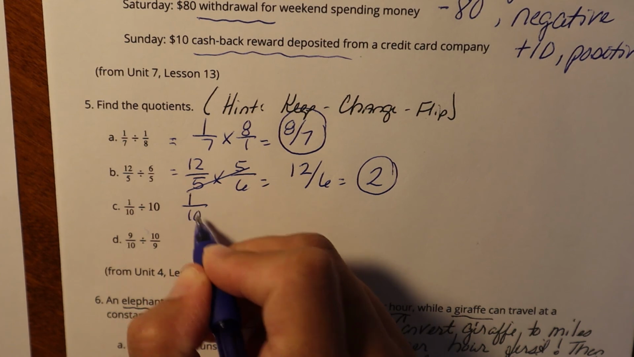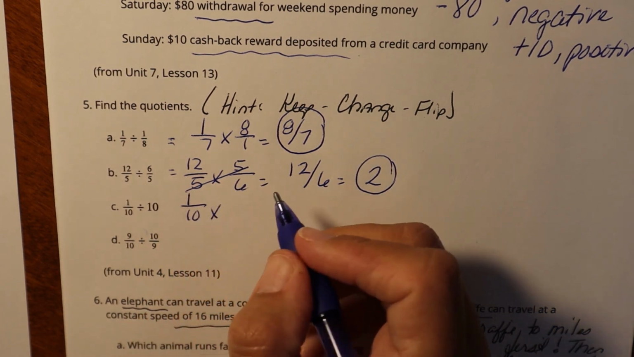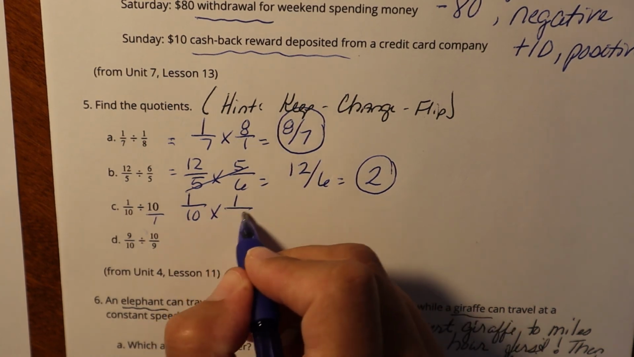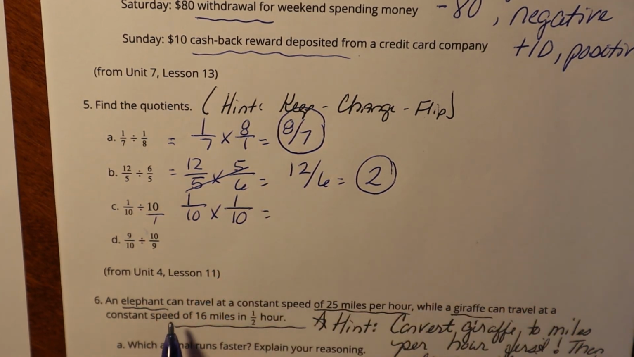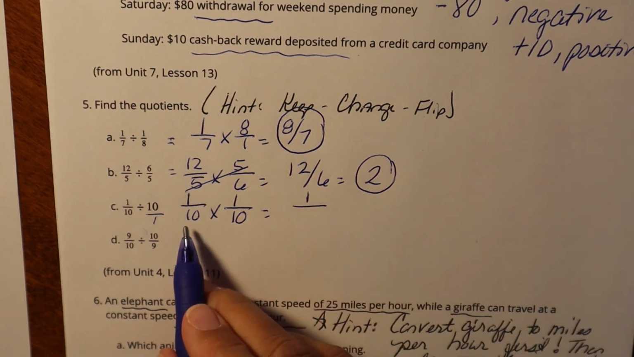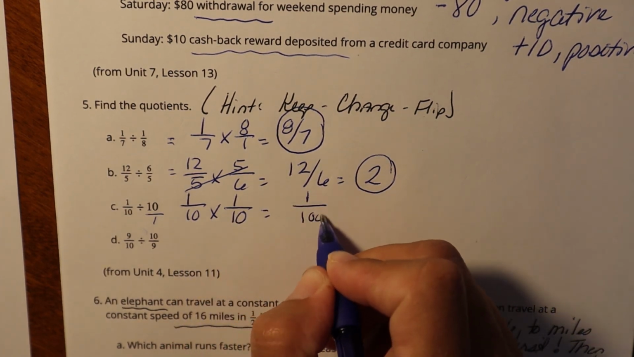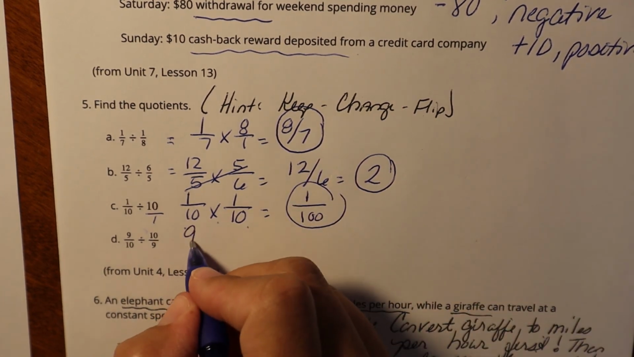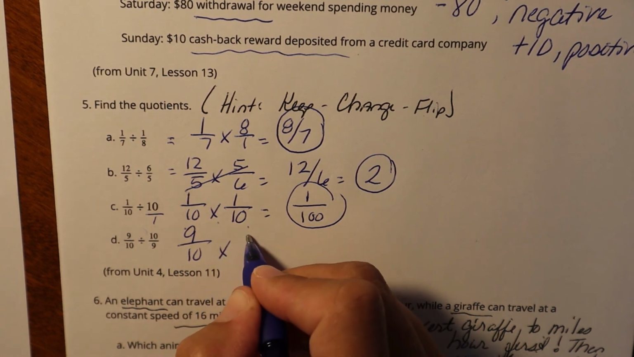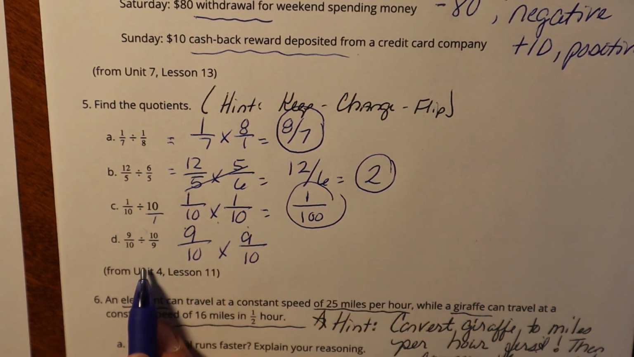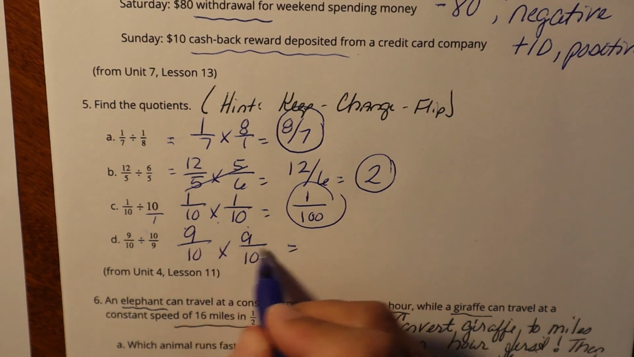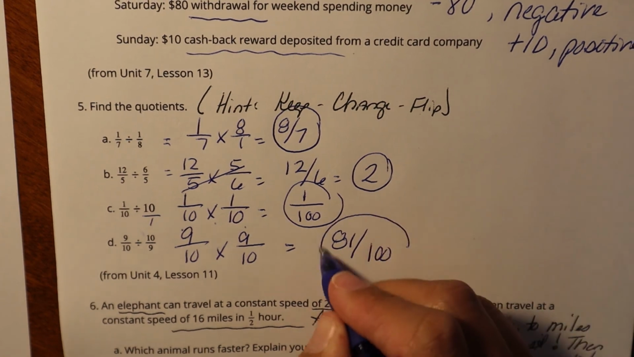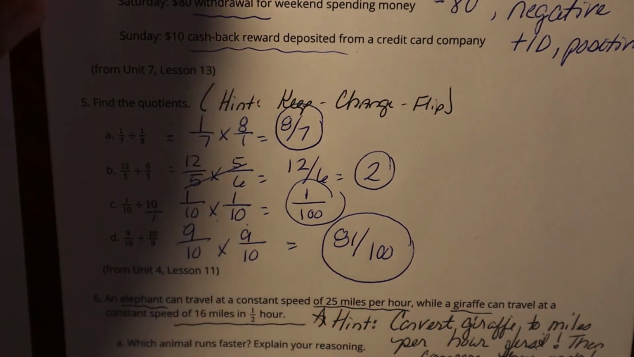C, keep the 1/10, change it to multiplication. Now, this is a whole number, so normally that would just be over 1, so I'm going to flip it, so now it's 1/10. 1/10 times 1/10 is 1/100, because 10 times 10 is 100. D, keep the first fraction, change the sign, flip the next fraction. So 10/9 flips to 9/10. 9 times 9 is 81. 10 times 10 is 100. There you go. Quick and simple.